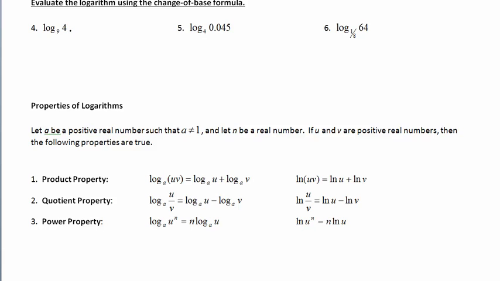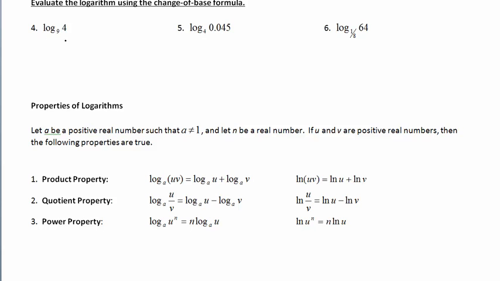Okay, well, I can't figure out what the exponent needs to be on 9 to get an answer of 4. And since most calculators don't have a base 9, they only have base 10 or base e, we need a way to find this answer because it's going to be a decimal on the calculator. A long time ago, before we had calculators, we had tables. But now with the change of base formula, we're able to use our calculator to find this answer.